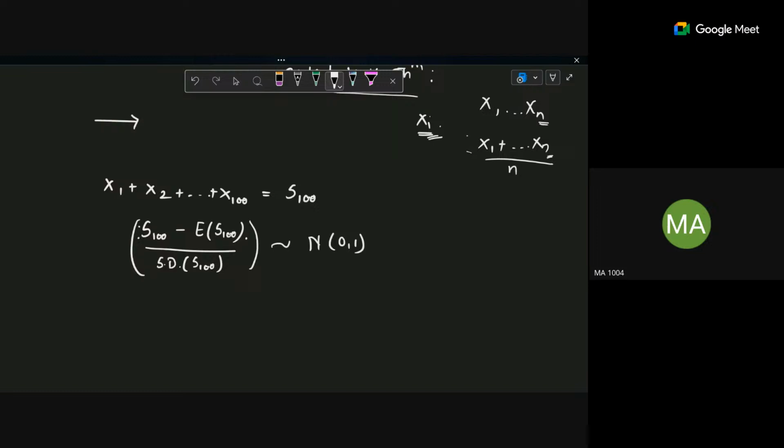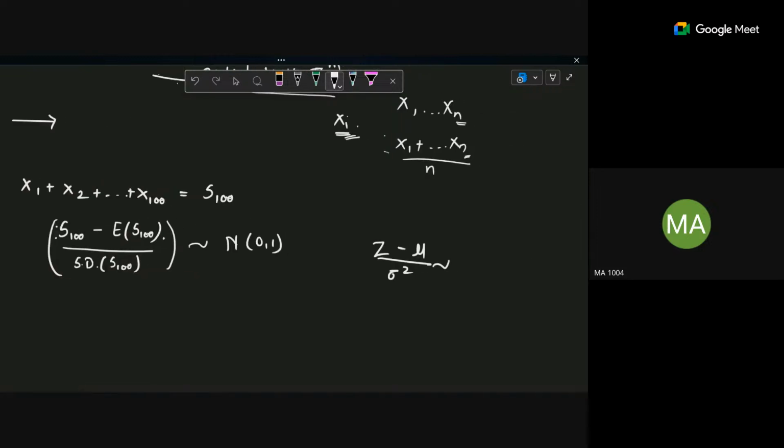But now I am asking you another question. Why are you doing this kind of thing? Because of standardizing. What are you standardizing? S100 is your random variable, and you are converting it into a standard normal random variable, right? Once you subtract the expectation and divide by the standard deviation of a random variable z that you might have studied previously, z minus mu by sigma follows what distribution? Sorry, it's not sigma square, it's sigma.